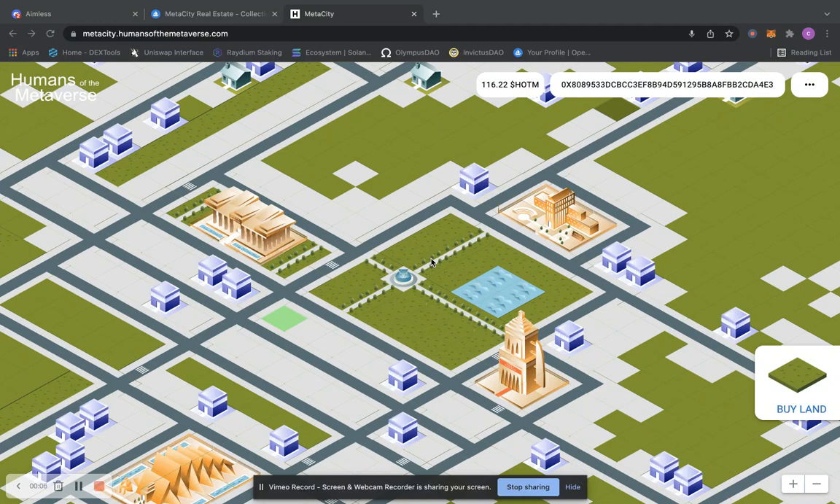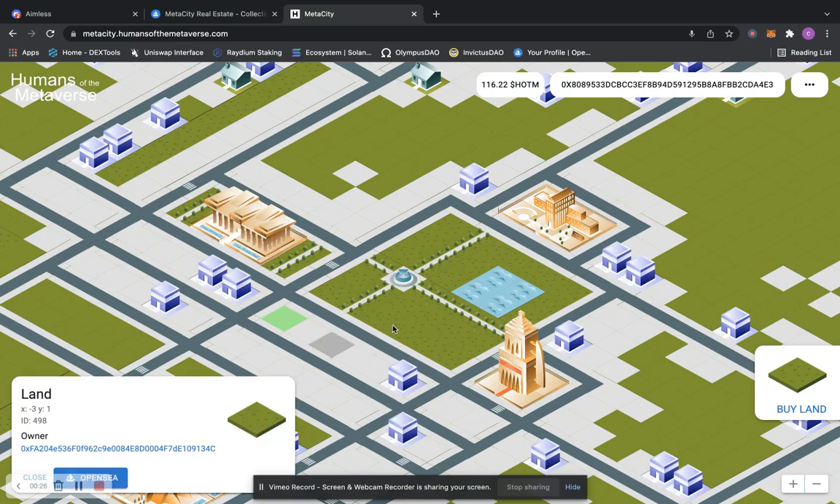This little tutorial is going to go over exactly how to go back and forth between the Metacity real estate OpenSea page and the actual Metacity interface, and how to find, based on the location of the coordinates you see on OS, where the plot roughly is on the actual Metacity interface fairly quickly.